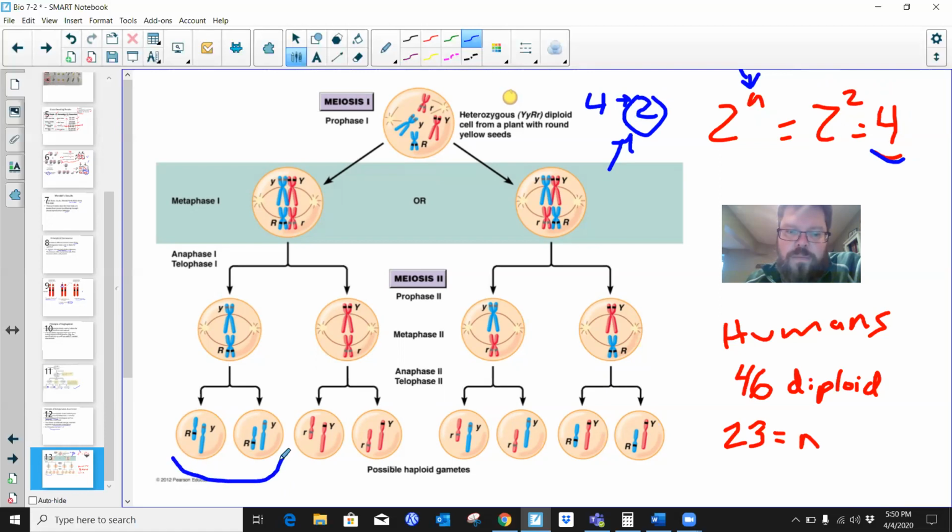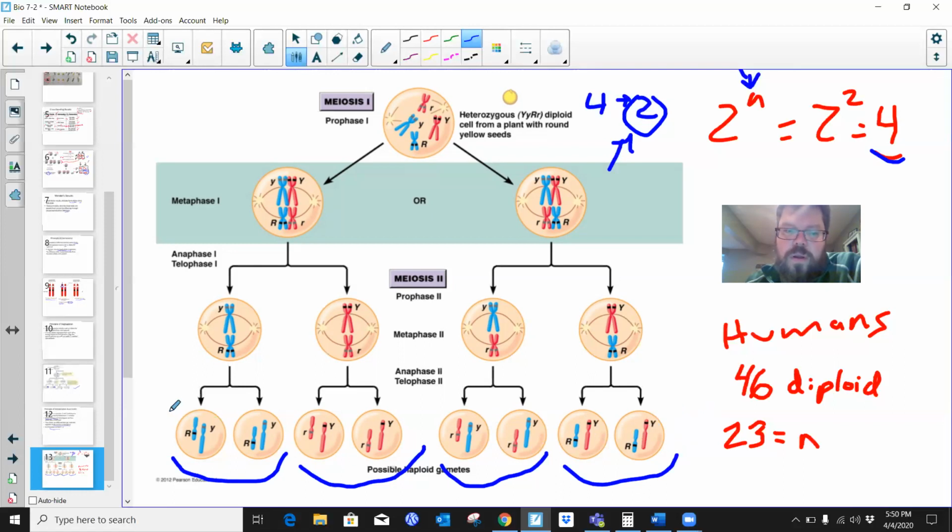One here: big R, little y, big R, little y. This is the second possible combination: little r, big Y, little r, big Y. This is the third possible combination: little r, little y, little r, little y. And this is the fourth possible combination: big R, big Y, big R, big Y.